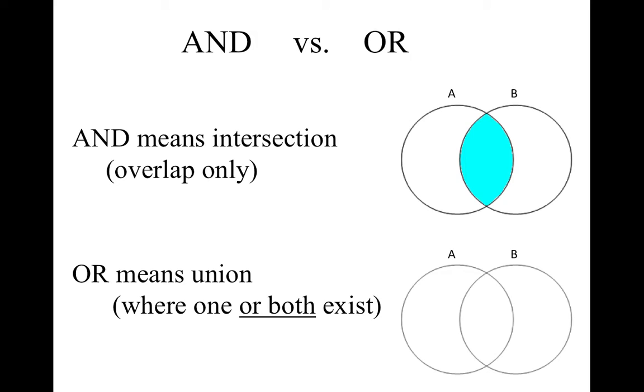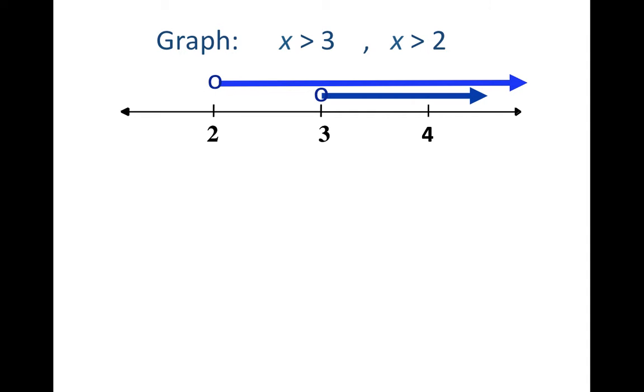OR means union. It is a union of two events where one or both events exist. Union would be all of that. So when you shade there, over here, A is occurring, over here, B is occurring, over here, both are occurring. So as long as at least one of them is occurring, it is part of the union, and that's what OR means.